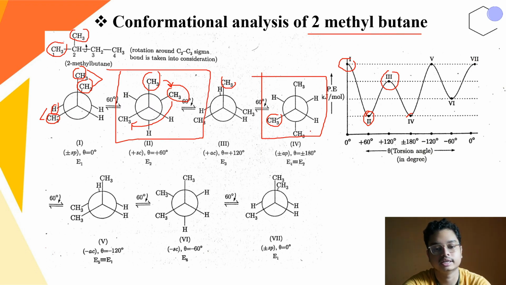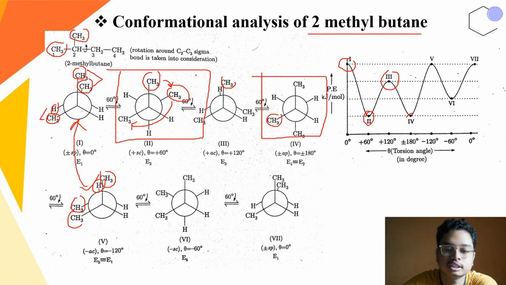Okay. Now after rotating more 60 degrees, we again get a similar conformer but in a different orientation, where two methyl groups are cis to each other and one methyl has a torsion angle of 0 degrees with one hydrogen of the adjacent carbon. So this also has the same energy gap for this compound.